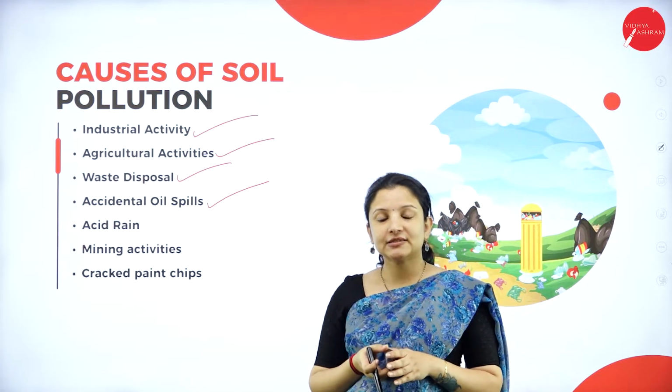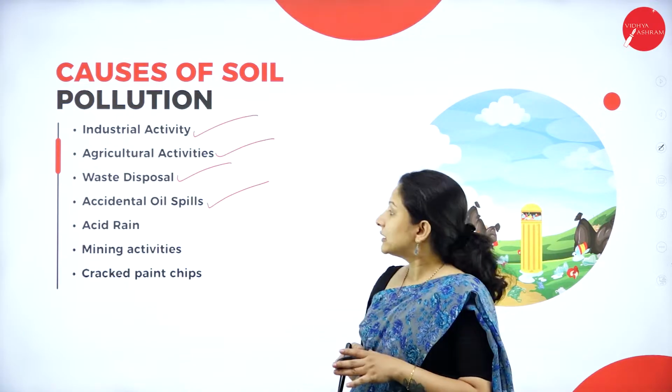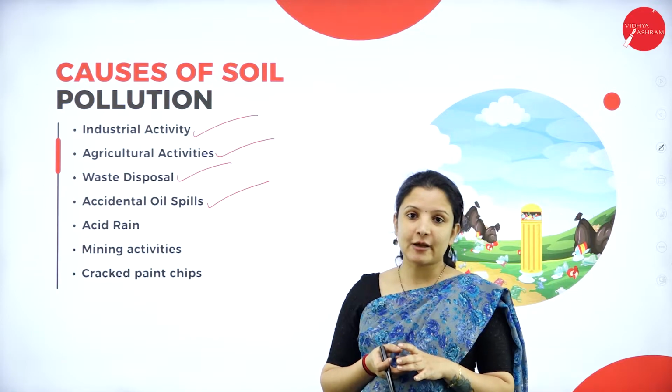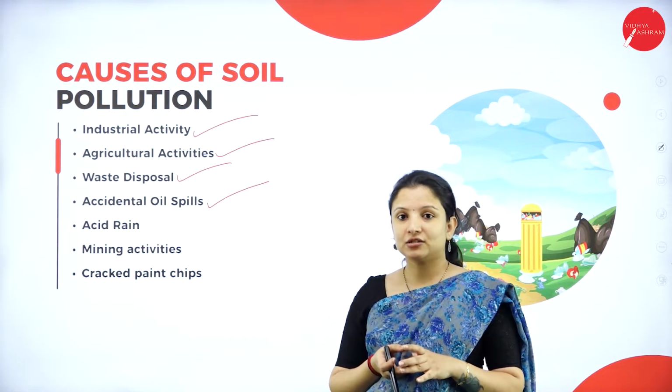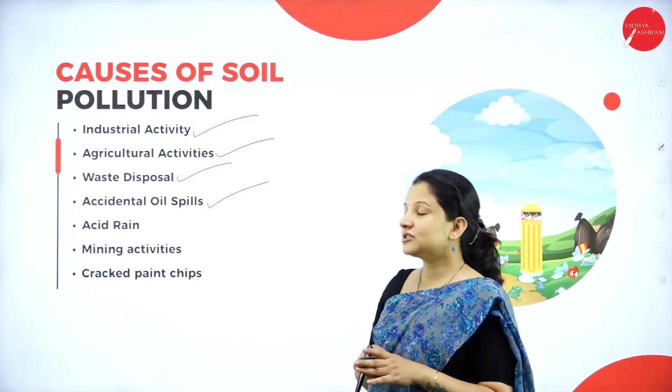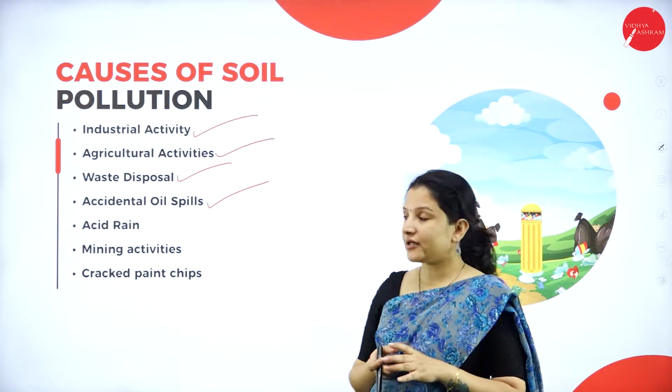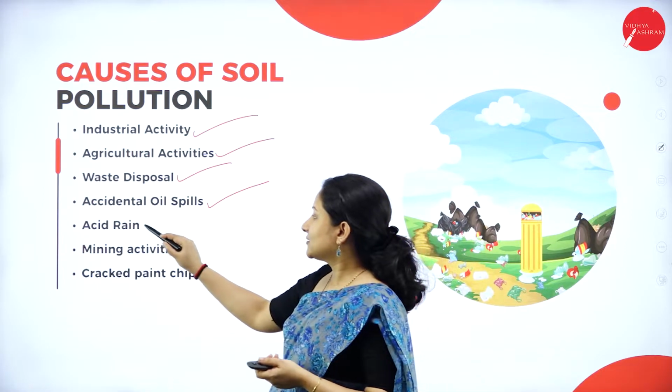Next is accidental oil spills. Oil spills can also contaminate the soil. We had studied that oil spills can contaminate the oceans, that is the water, right? Likewise, the spillage of oil on the land can also contaminate the soil. Next is acid rain.